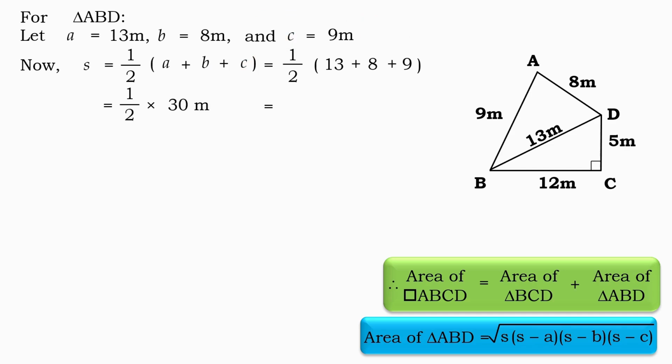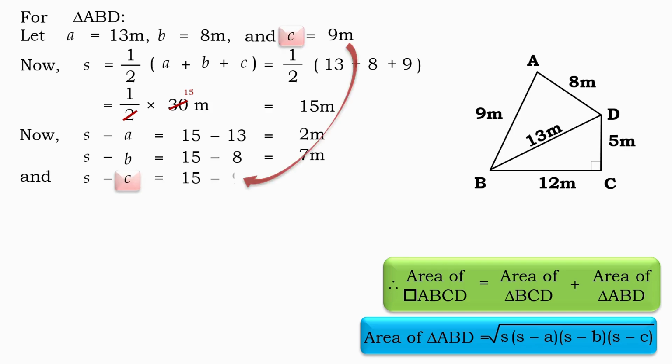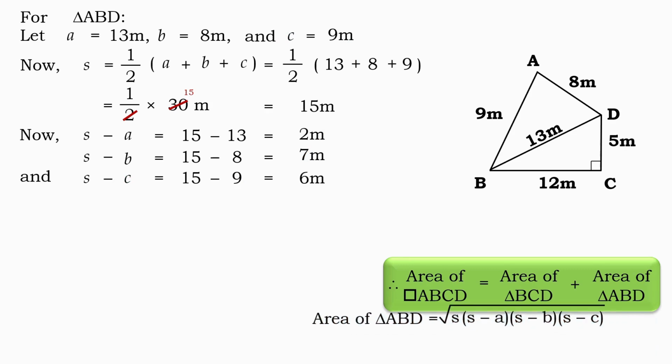Half of 30 is 15 meter. Now we need to find S minus A, that is equal to 15 minus 13, that is 2 meter. S minus B is 15 minus 8, that is equal to 7 meter. And finally S minus C is 15 minus 9, which is 6 meter.